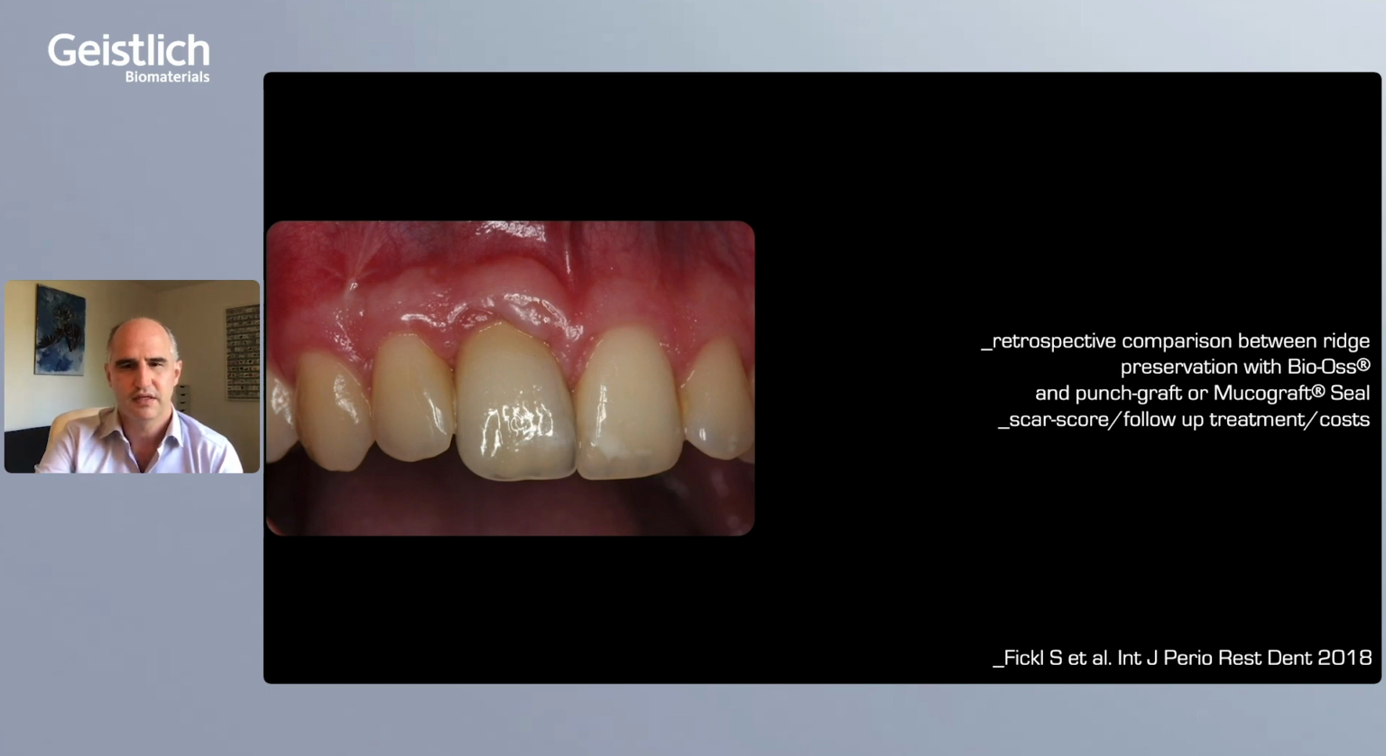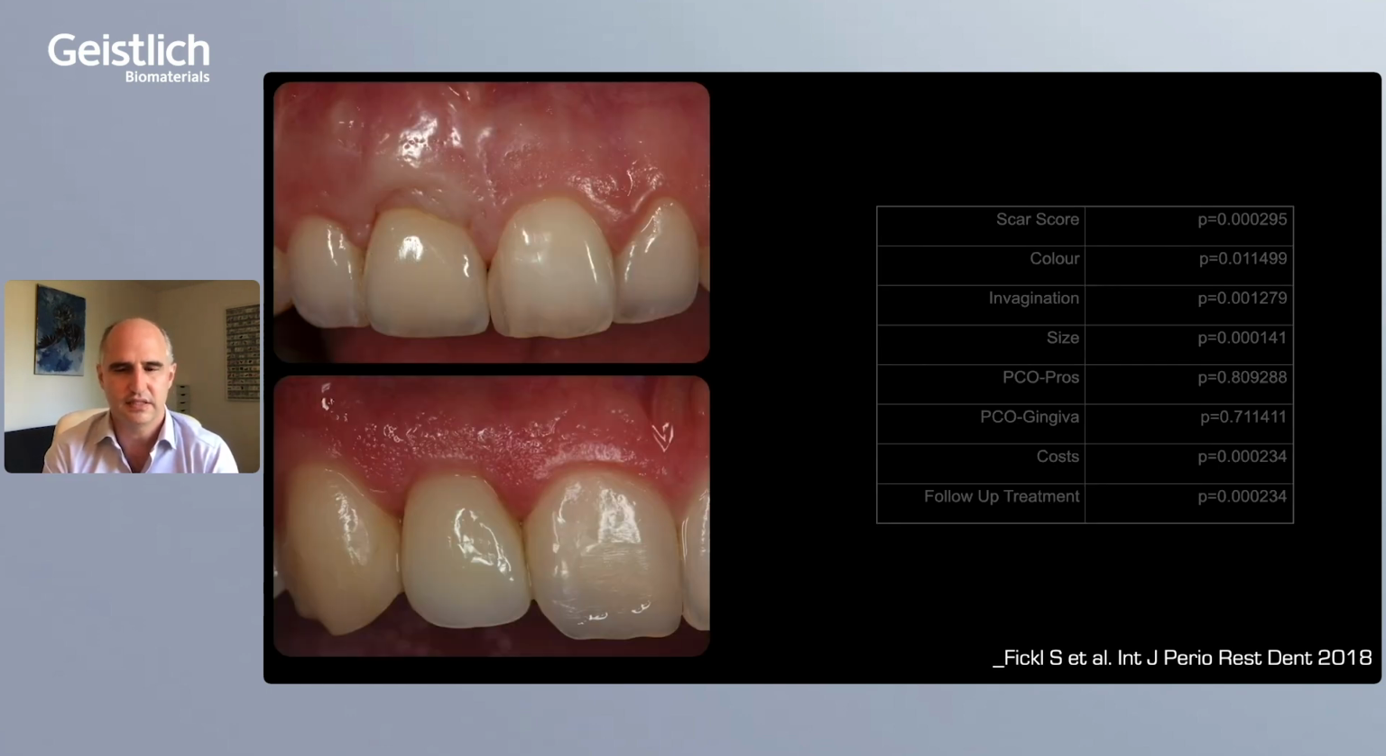So here are the statistics behind this. You clearly see that in situations where you use collagen matrices to seal the orifice of the socket, you have less scarring, probably because the collagen improves wound healing, and you have lower costs, because these cases don't need to be corrected as many times as the situations where you have used autogenous grafts.